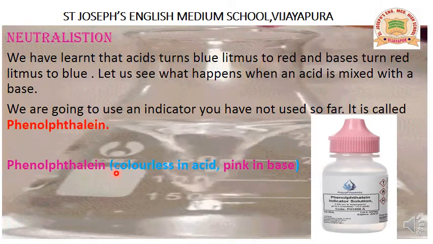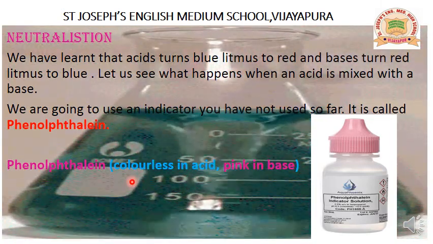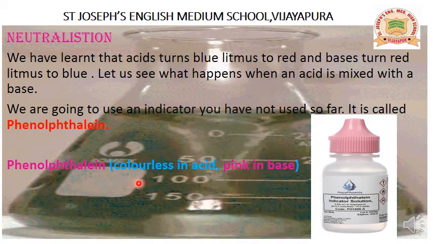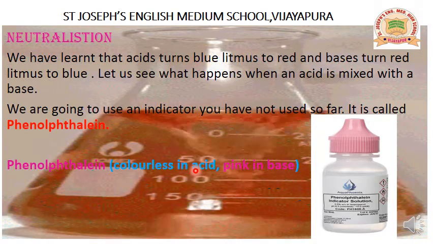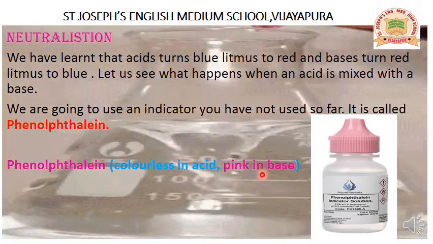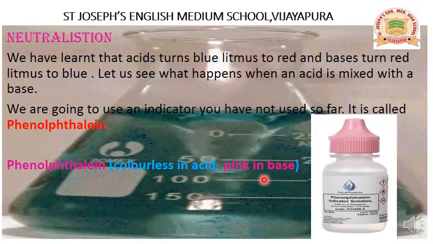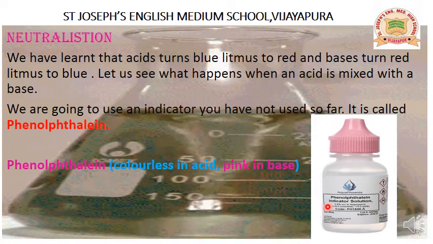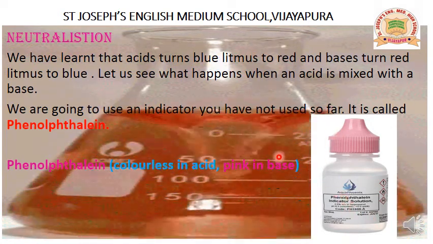Phenolphthalein is colorless. See, you can see it is colorless. If you add it to the acid, it remains colorless. If you add it to the base, it turns pink. This is the indicator. It is available in this form, phenolphthalein indicator.